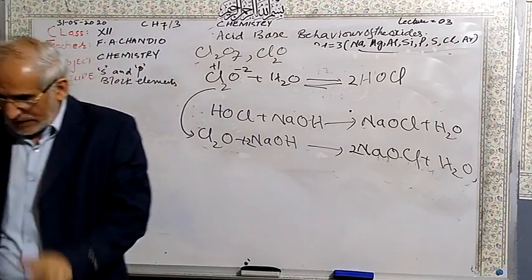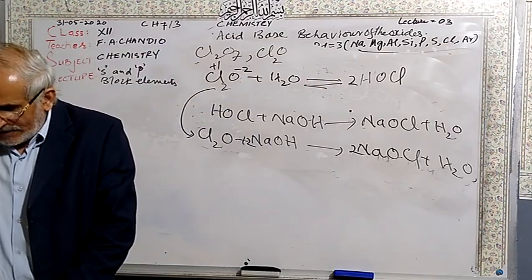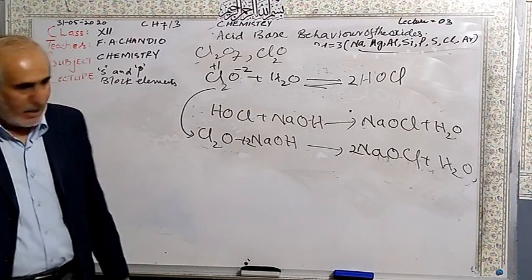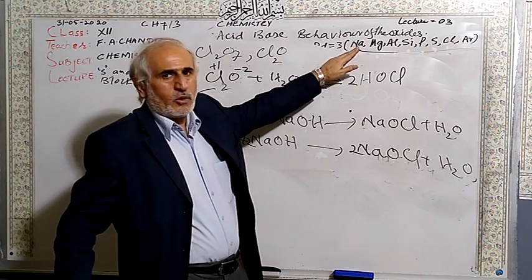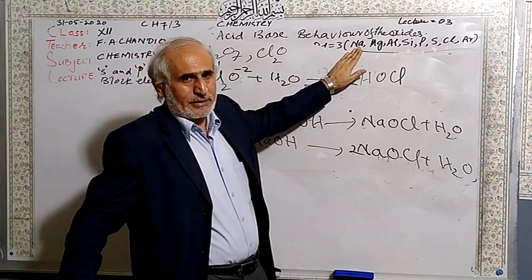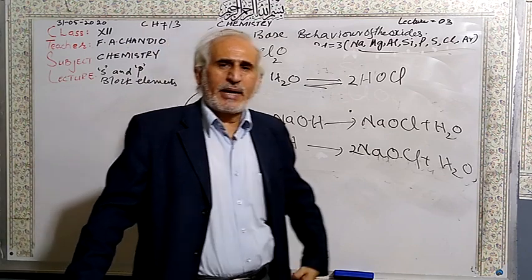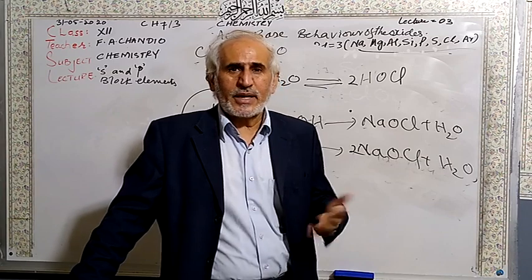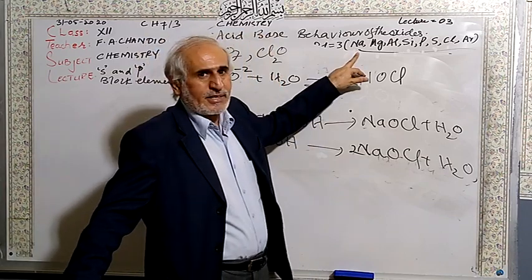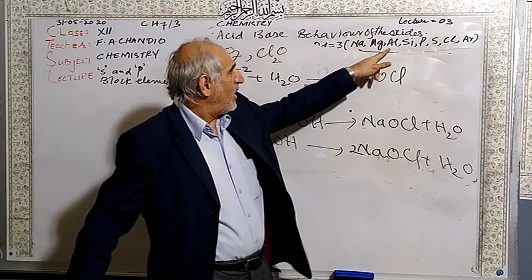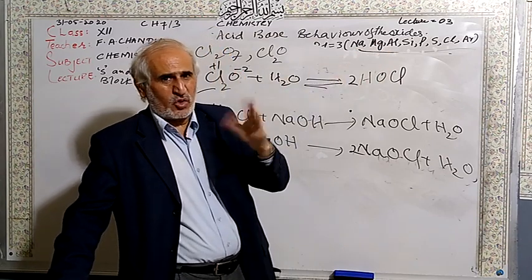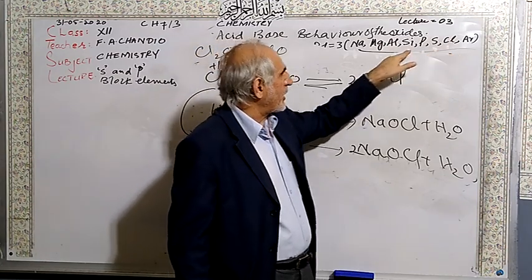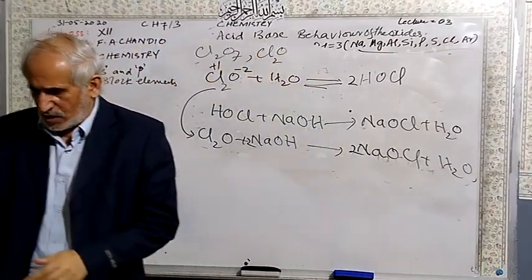There are some questions here, quick quizzes. What is the nature of bonds in the oxides of sodium, magnesium, aluminum, sulfur? I told you that sodium oxide and magnesium oxide are ionic in nature. Aluminum oxide is partially covalent and ionic, intermediate. Sulfur and the rest are all covalent in nature. So this is the answer for this.